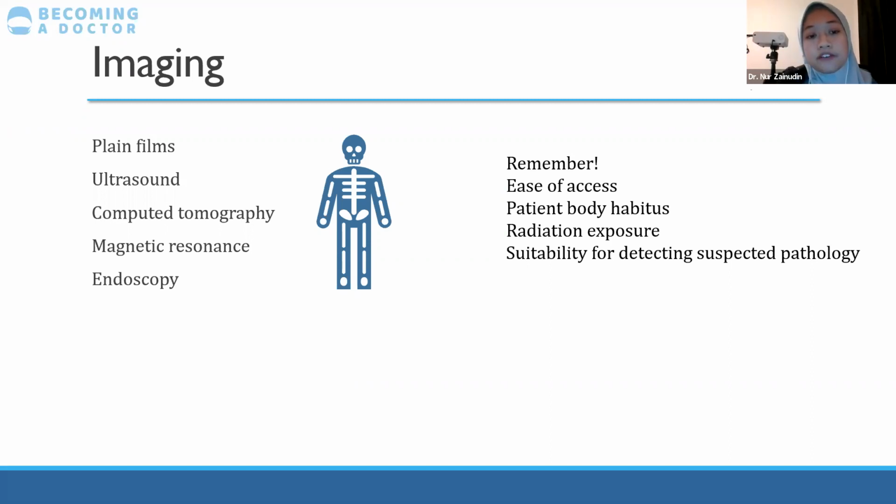Not a lot of hospitals have many CT scanners. Some only have one or two. And in the current hospital I work in now, if you are requesting the scan after 4 p.m., it can only be requested by a consultant. So that makes things more difficult if you're the only one there seeing the patients. So it's always important to remember ease of access, patient's body habitus, radiation exposure, and the suitability.